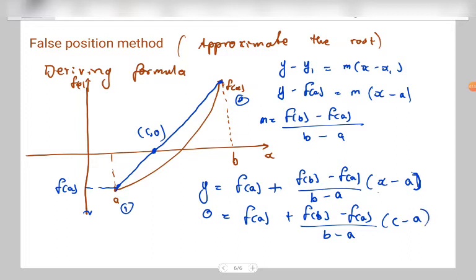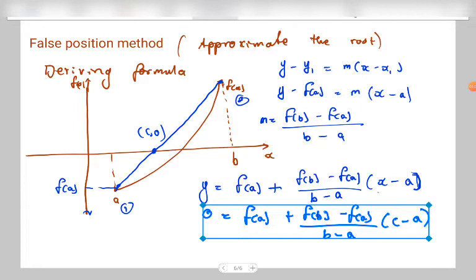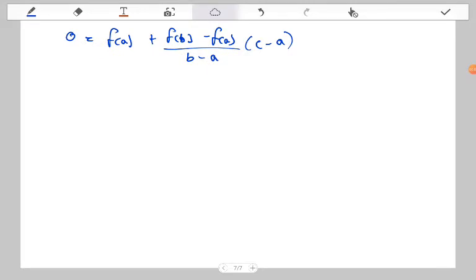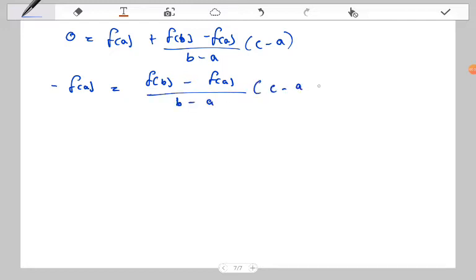So I'm just going to copy this and go to the next page and show you how we can make c the subject of the formula. Copy it, and we come here. Okay, so let's make c the subject of the formula. So we're going to take this to the other side, which is going to be minus f of a. We write this the way it is. It's going to be this divided by (b minus a) multiplied by (c minus a).